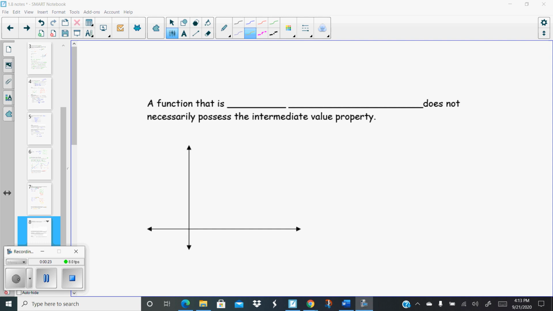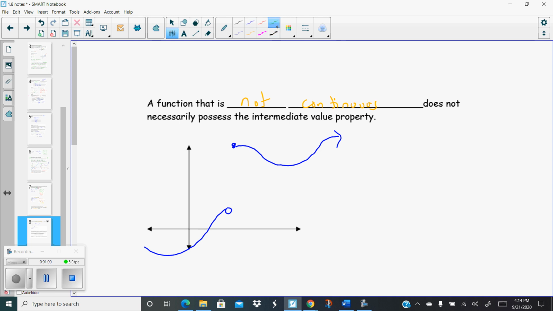But what we want to talk about on this page here is that a function that is not continuous does not necessarily possess the intermediate value property. And so let me kind of show you what I mean by that. If we were to take some function that maybe looks like this, okay, clearly that's not a continuous function. You can see how there's a break in the function.